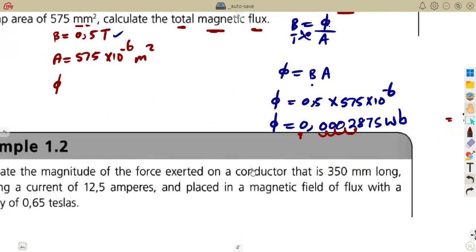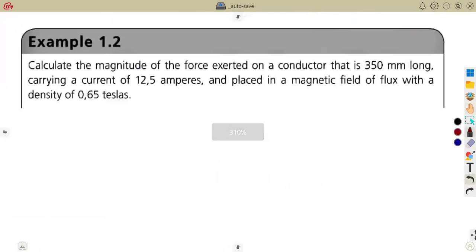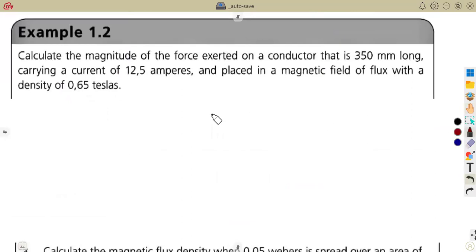This is the magnetic flux from the magnetic flux density that you are given. So considering the other example that you're given, calculate the magnitude of the force exerted on a conductor. So we need to determine the magnitude of the force. And the conductor is 350 millimeters long. You are given the length of the conductor.